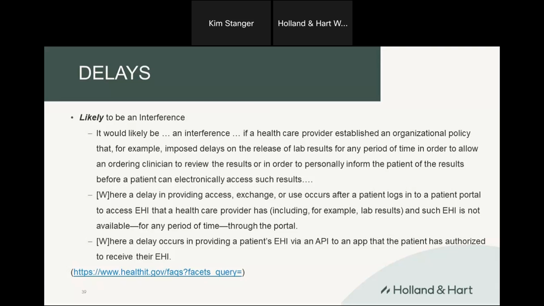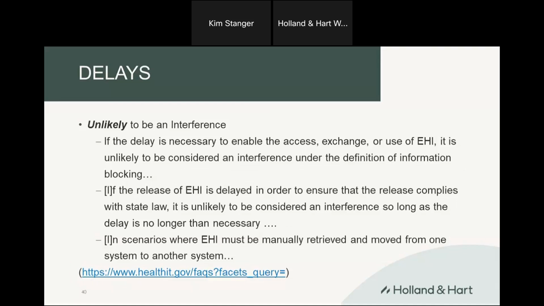Where a delay occurs in providing a patient's EHI via an API to an app that the patient has authorized to receive the EHI, if you have some kind of policy to delay that, then that could be interference. Well, what about unlikely to be an interference? Well, if the delay is necessary to enable the access, exchange, or use of the EHI, it is unlikely to be considered an interference under the definition.